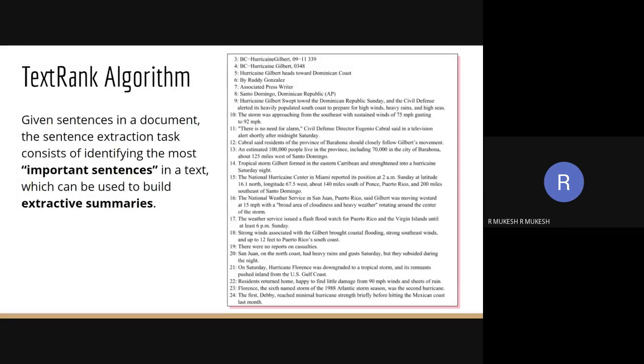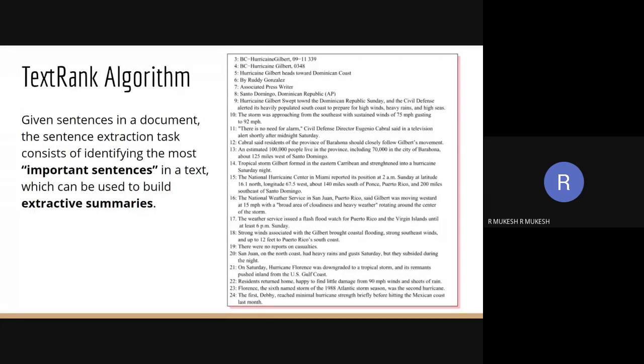Okay, so let's look at an extractive summarization algorithm, which is called TextRank. As I said, I'm given a document, a news article with around 24 sentences in all. I have to identify which of these sentences are really important to the document, and those sentences will be included in the extractive summary to capture the essence of the document.